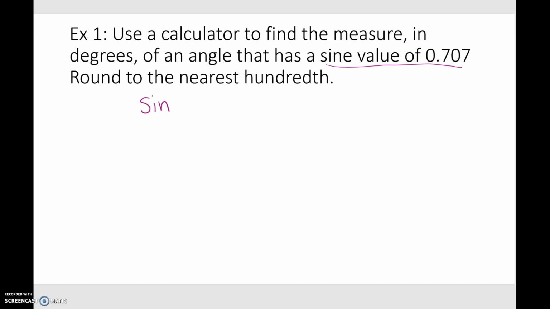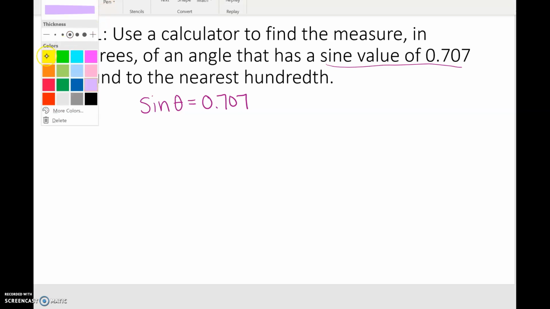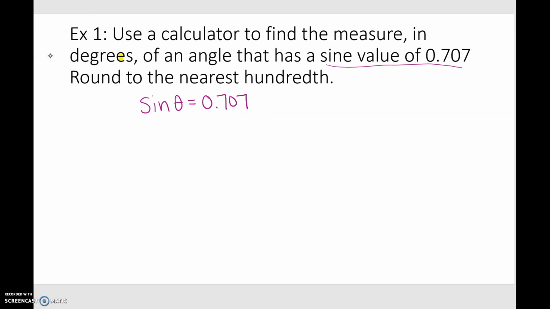0.707. So this is saying the sine of theta equals 0.707. And we want to know what that angle measurement is. So we are actually looking for the angle measurement in degrees. So we are looking for this right here.